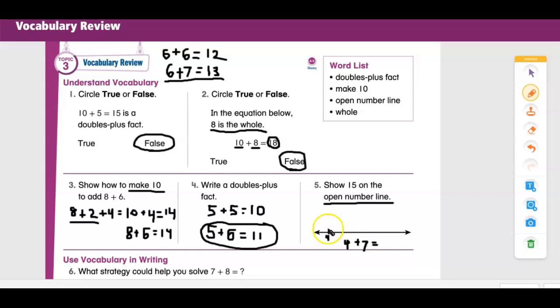a 6 and a 1, I think. So if I'm going to jump from 4, I'm going to jump 6 spaces. And I'm going to land right here. What is 4 plus 6? We can count this one on our fingers if we're not sure. What is 4 plus 6?